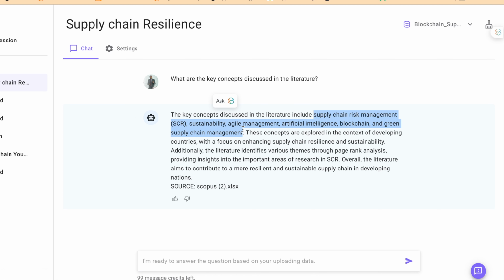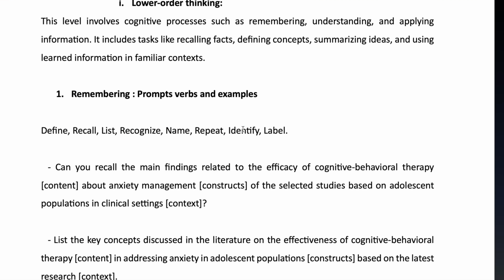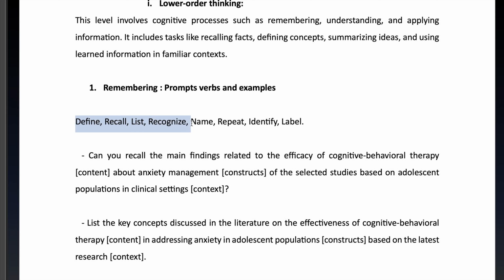Let's go back to our prompt engineering. What do we need here exactly? We need to think about what type of verb we can use here in order to identify the themes. The main idea is to develop themes. So can we use define, recall, list, recognize, name, repeat, analyze, identify?